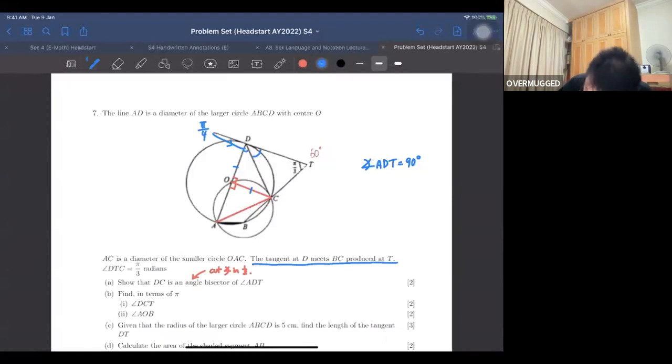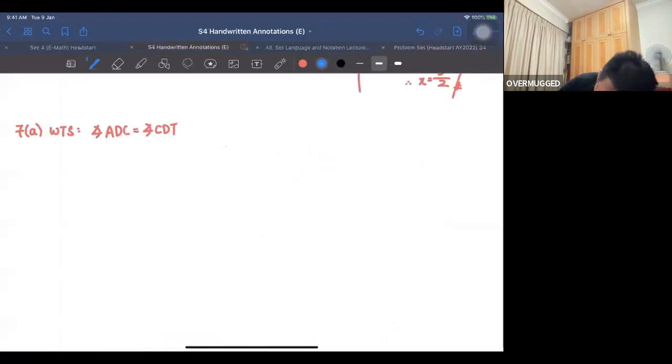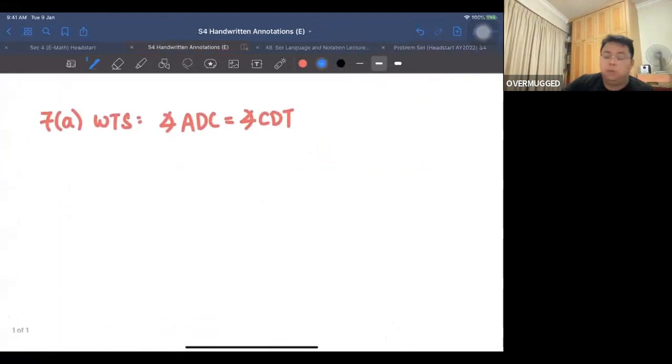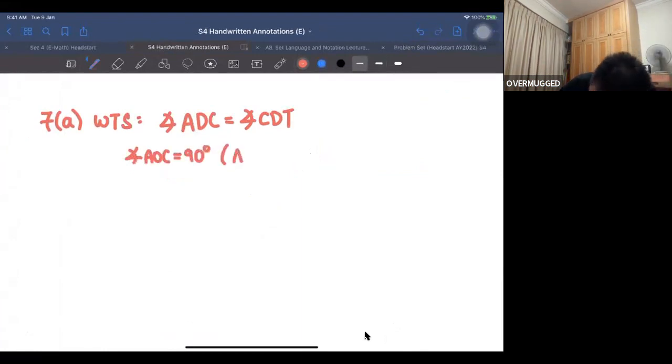Okay, so how do you write this whole thing out? The first thing is to show your objective: ADC is equal to CDT. And you must remember, because this is an angle topic, you need to add reasons upon reasons upon reasons. You need to explain every single step that you are doing. So step one, we know the angle AOC is equal to 90. What's the reason why? AC is a diameter. Angles in a semicircle.